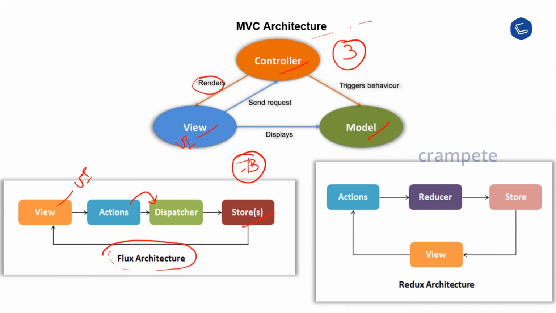So in FLUX architecture, when a user clicks something, the view creates the action. Action can create new data and send it to the dispatcher. The dispatcher then dispatches the action result to the appropriate store. The store then updates the state based on the result and sends the update to the view.